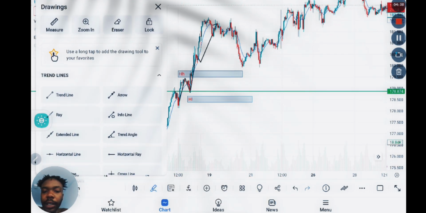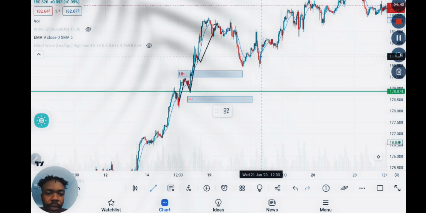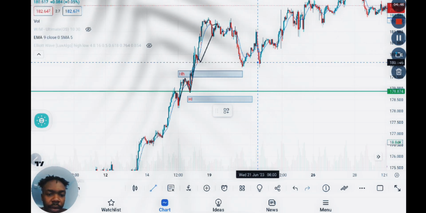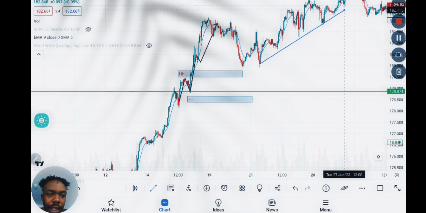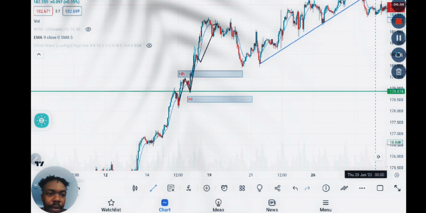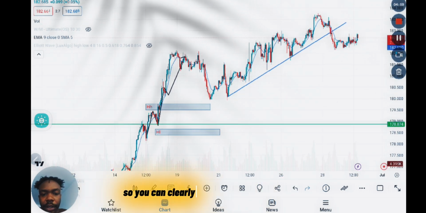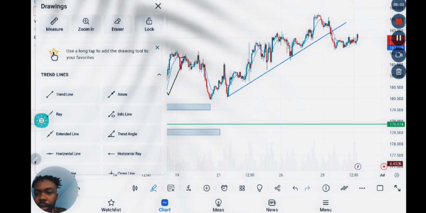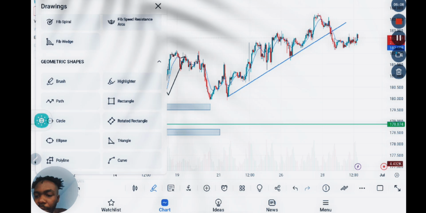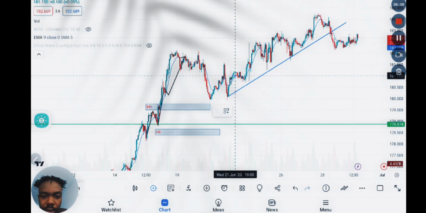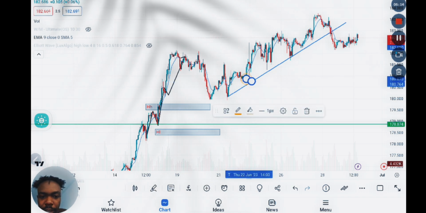So this will be the next way, to come to a point and then draw our trend line, touching as many points as our trend line is bouncing off of. So you can clearly see that with the trend line that we've drawn, at certain points price was touching and bouncing off of a trend line.